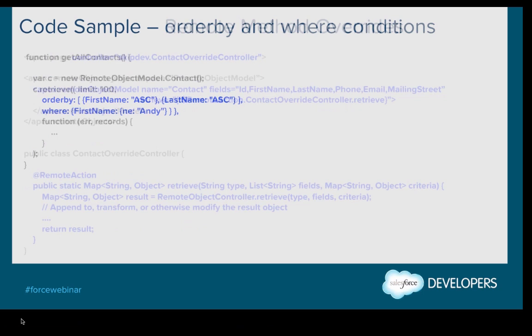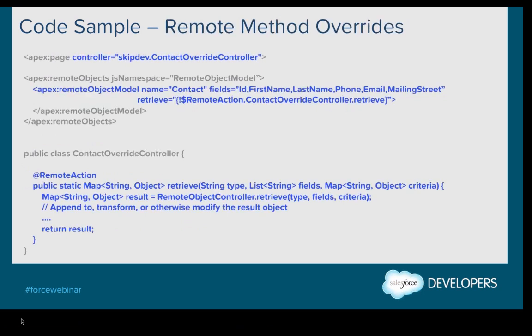Remote method overrides. In this case, we've got the contact override controller here specified for the page. Then we get to the remote object model, and you can see here where we actually are overriding the retrieve method here. It's the second line of the code in blue. And we're calling this remote action called retrieve on the contact override controller. Inside of the contact override controller itself, I've got this @RemoteAction annotation. And in this case, I'm overriding just retrieve here.